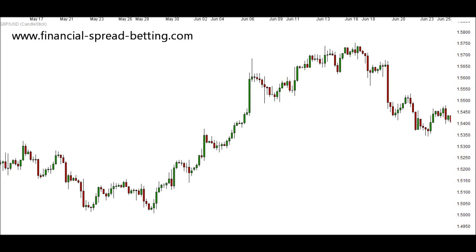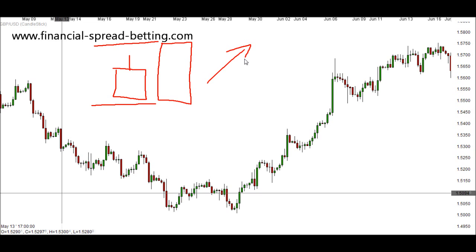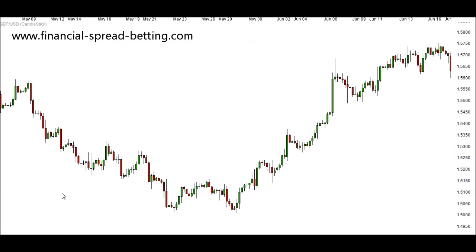So as mentioned in the previous video, let's now look at pin bars. In our previous video we looked at engulfing candles, when we have a candle that engulfs or overshadows the previous candle, and we talked about how useful engulfing candles are, what they can show us, and how they benefit traders. So let's now look at a pin bar.